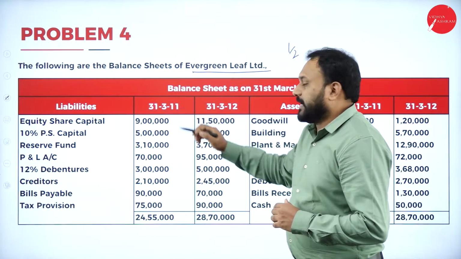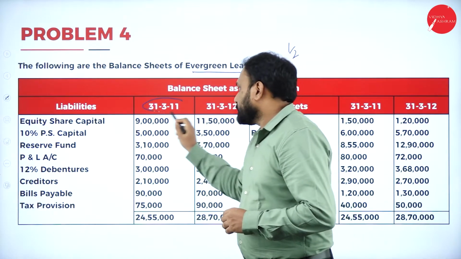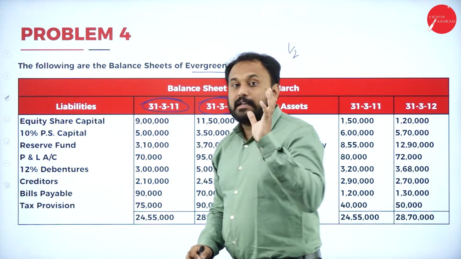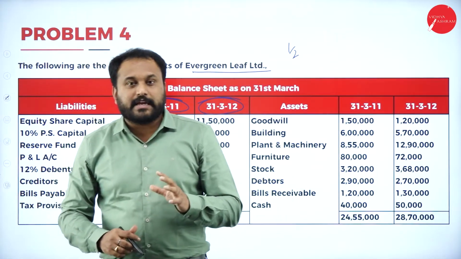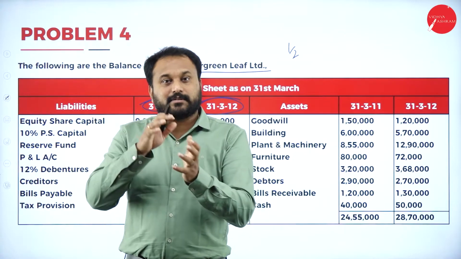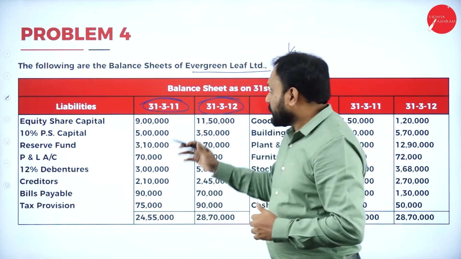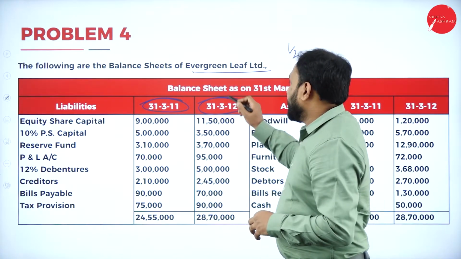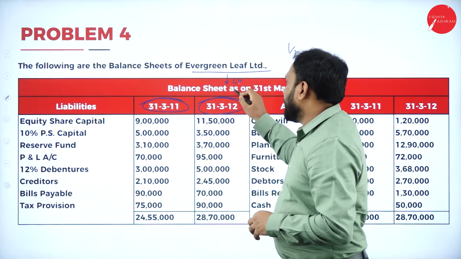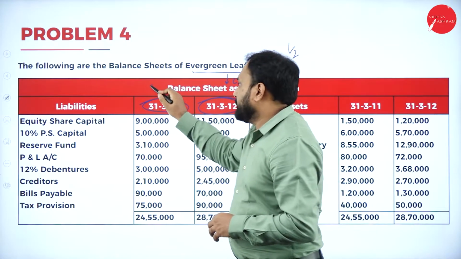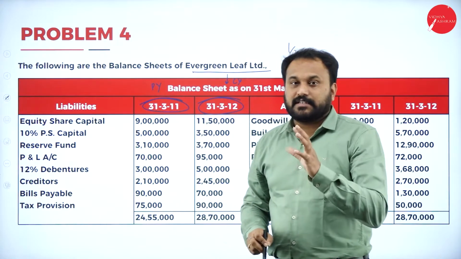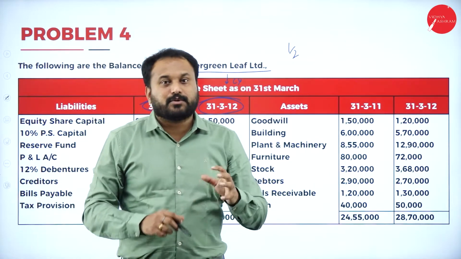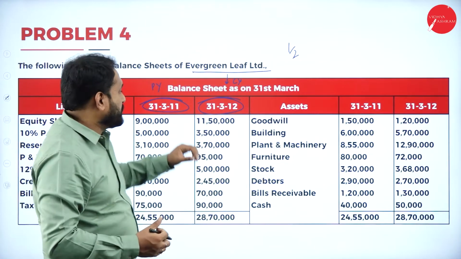Liabilities, 31/3/2011 and 31/3/2012. In the last session we had 2006 and 2005. Now it is 11 and 12. So which is the current year? 12 is the current year, and 11 is the previous year. If you know this, it's very good for you, because for the opening balance and the closing balance, you are supposed to decide which year to take.